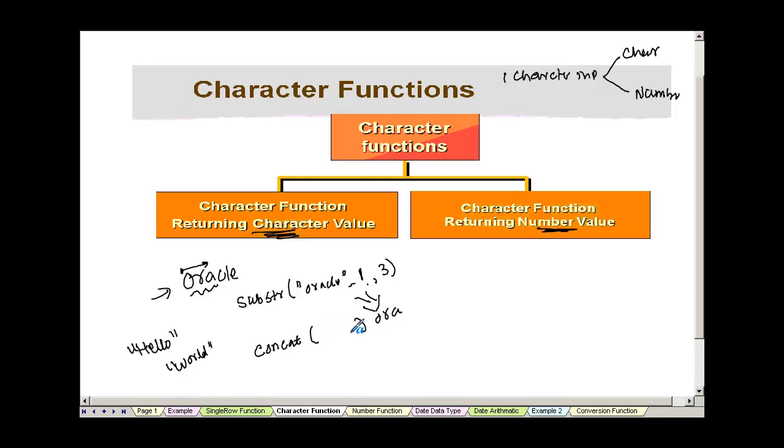The next one is a character function returning a number value. For example, I would like to know the length of this string Oracle. In that case, I give the function name length, and inside that I give the string. Here it takes a character, and the return value would be the length of the string: 1, 2, 3, 4, 5, 6.